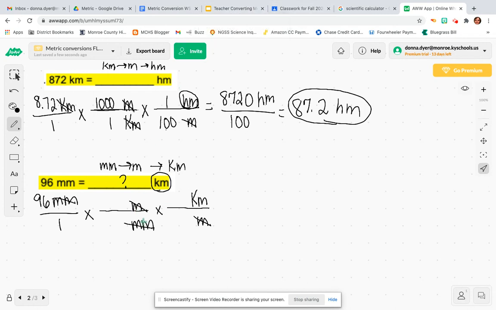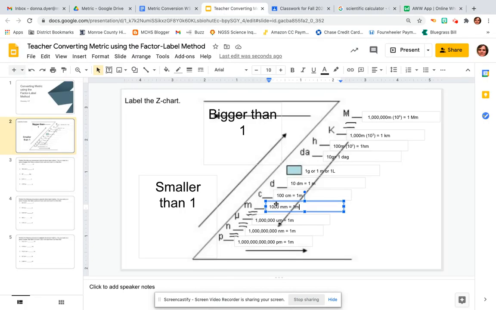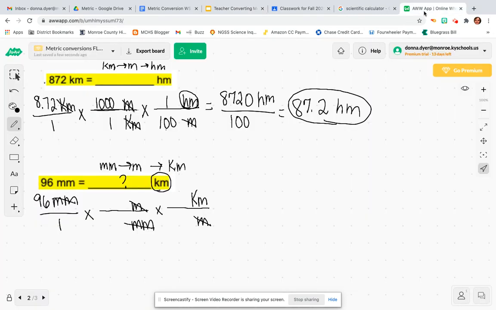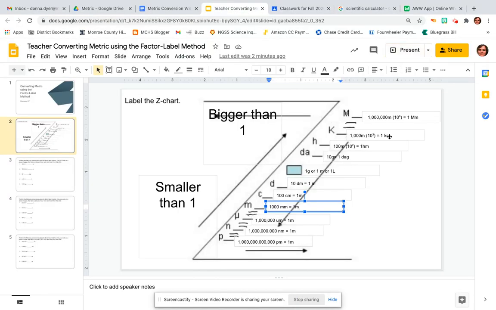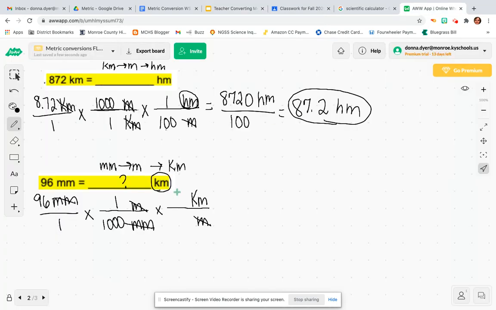So again, my first conversion factor, I need to look at the one that has meter and millimeter. Okay, so that's going to be this one. 1 meter, 1,000 millimeters. So in my problem, 1 meter, 1,000 millimeters. Now I need to look at the conversion factor that has kilometer and meter. So that's going to be this one. 1 kilometer, 1,000 meters. So 1 kilometer, 1,000 meters.